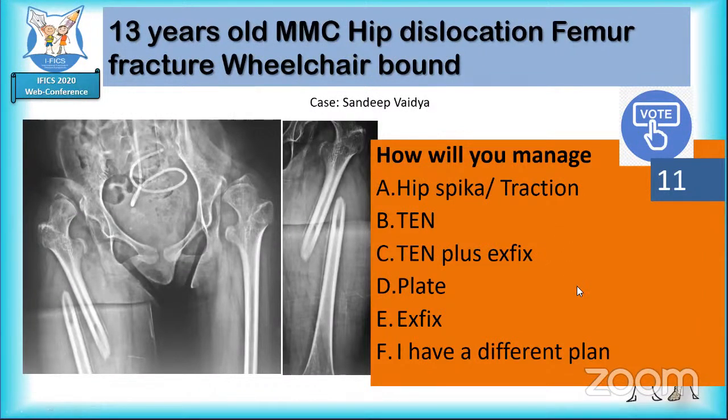Jayant, you manage a lot of children with CP. So, they have a lot of overriding. How easy is it to manage these patients? What are the difficulties you face? Jayant Sampat?